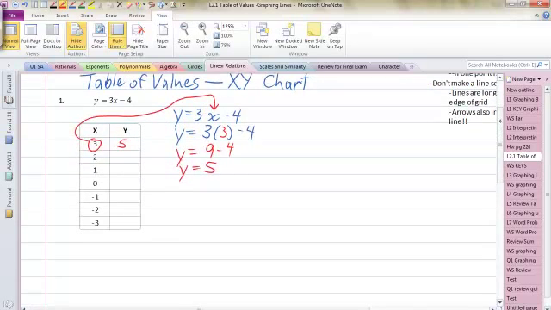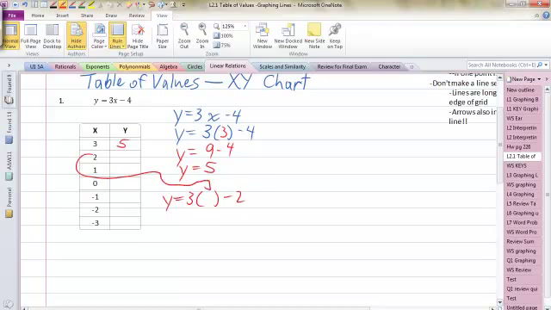But then x changes. Now x equals 2. So we're going to substitute in the value of 2 into our equation. So we take the 2, we put it in there, and so we get 3 bracket, 2 bracket. So 3 times 2. What does that equal? 6 minus 2, so y equals 4. And so the y value now changes to 4.